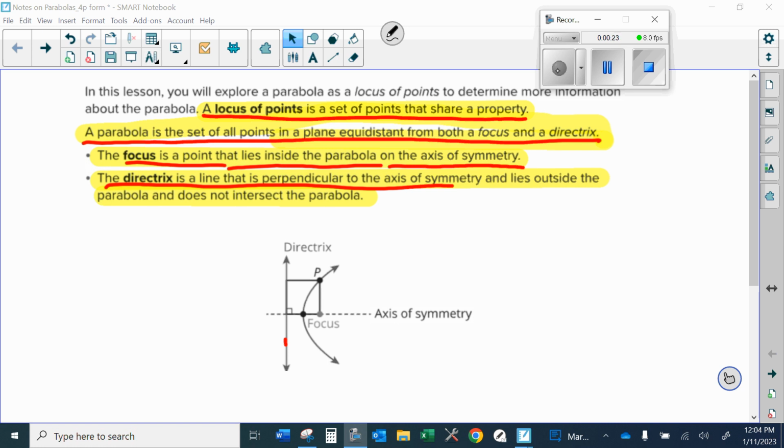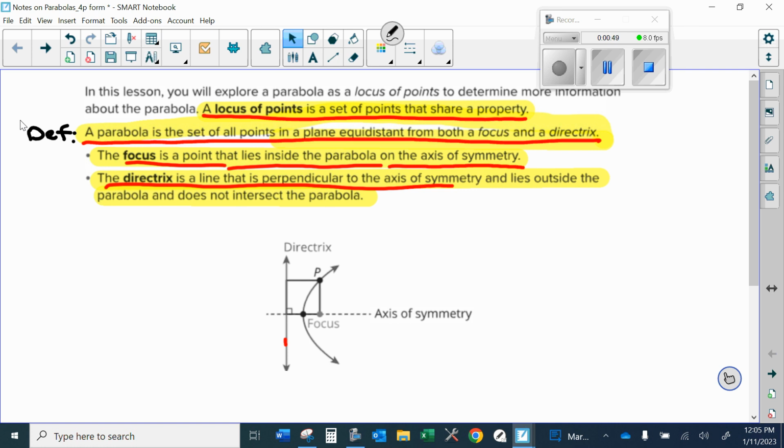So it's still parabolas, except we're going to have parabolas that open, as you see right here, left and right, not just up and down like you did in Algebra 1. And it's a different form. Okay, so let's first talk about what the true definition of a parabola is. As you see here, a locus of points, a set of all points that share a property. So that's going to be dealing with a parabola. Here's our definition right here.